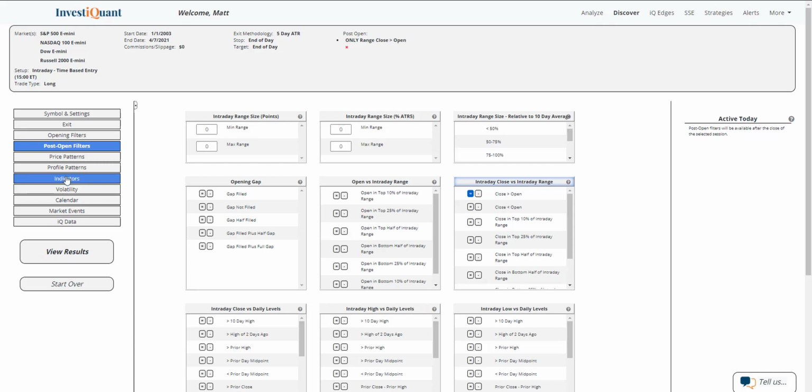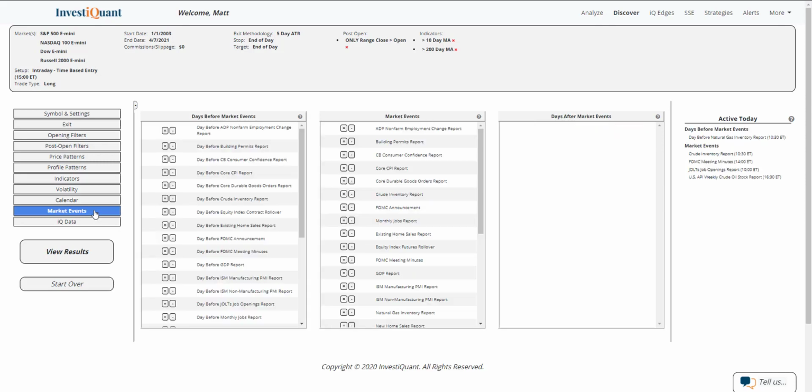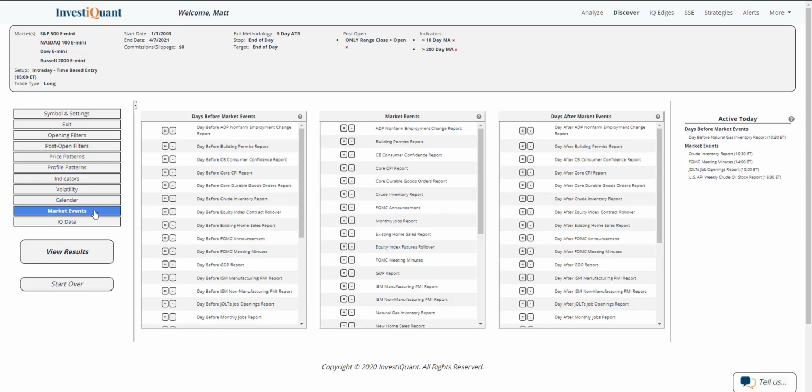Next, I want to go into the indicator section, put us in a similar market environment. We are above a 10. We are above a 200-day simple moving average. And lastly, I want to hop into the market events library, and I want to say that today is the FOMC Minutes release day. So I'm going to grab that from the active today. If I come over here and then click on FOMC Minutes, that adds it to the test.